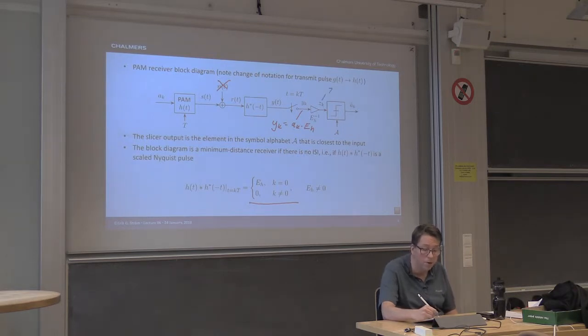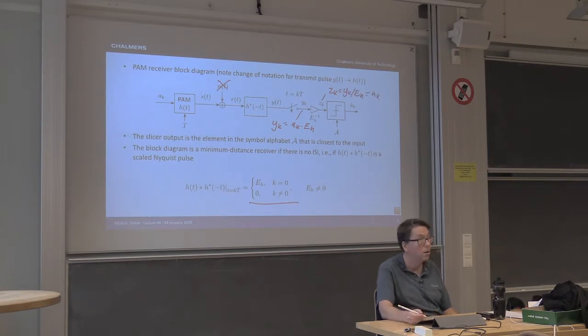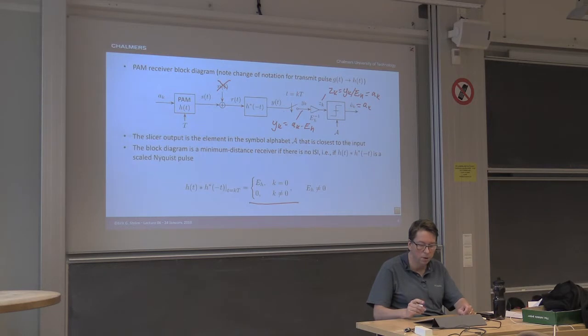And then we know that zk, which is yk divided by Eh, is then equal to ak. And therefore, the output, which is the closest point in the symbol alphabet to ak, is also ak. So everything is perfect. Okay. So in the noise-free case, everything works perfectly. It turns out that in the noisy case, this is also the minimum distance receiver, which we will see tomorrow is the best receiver we can hope for. Okay, so this is a good thing.